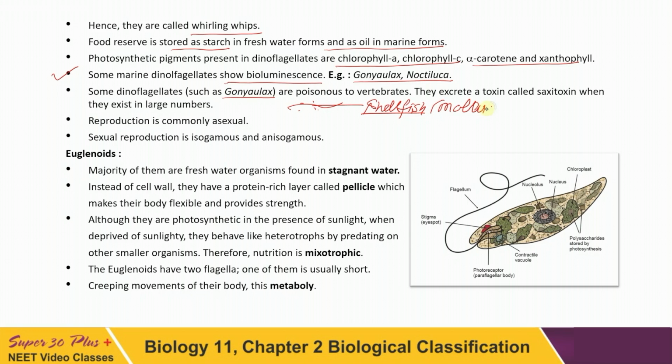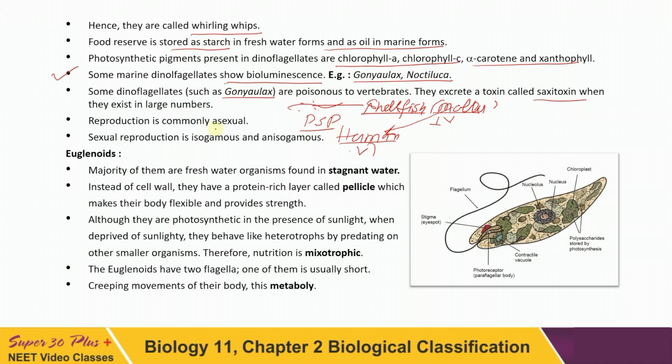And this dinoflagellate secretes poison. This poison is not harmful to invertebrates, but when this shellfish is consumed by humans, the poison is harmful to vertebrates, and that causes what? Saxitoxin is secreted, the poison, and this saxitoxin causes paralytic shellfish poisoning. It causes paralysis.